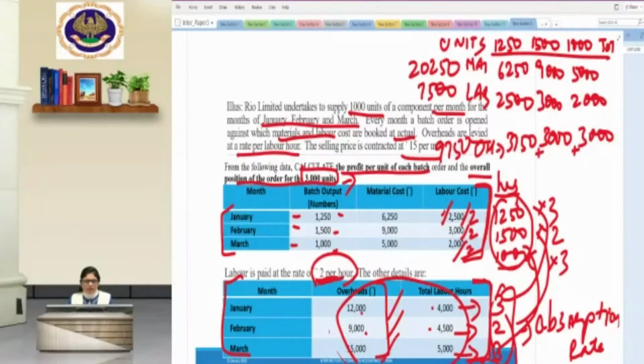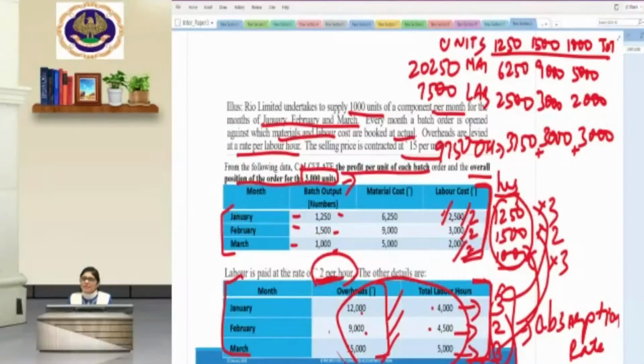Is there any other thing we have left? No. So we have taken the material cost, the labor cost, and the total cost. Total material, total labor, total overheads. We have the total also, and we have the month-wise also. For January, February, and March, we have the total cost.